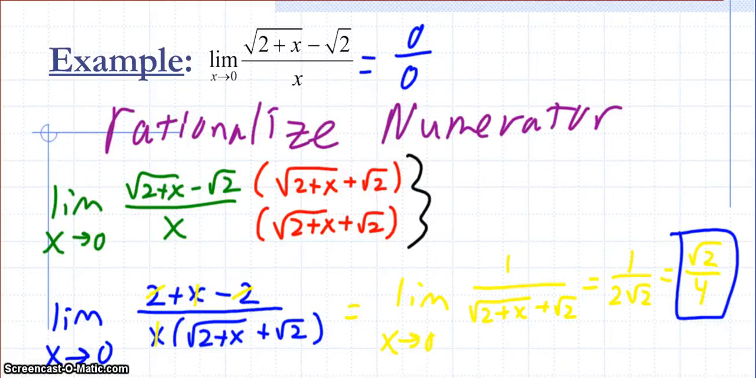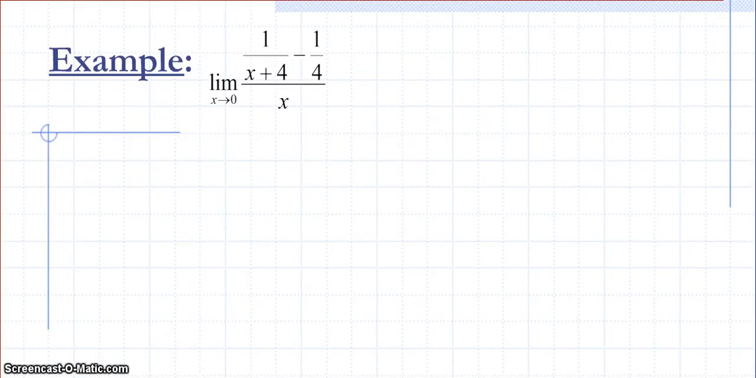Welcome to part 2. One more example as I promised. So here I want you to evaluate the limit as x goes to 0 of (1 over x plus 4 minus 1/4) over x. I'll give you a hint.